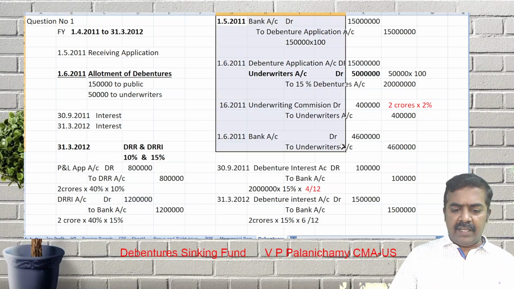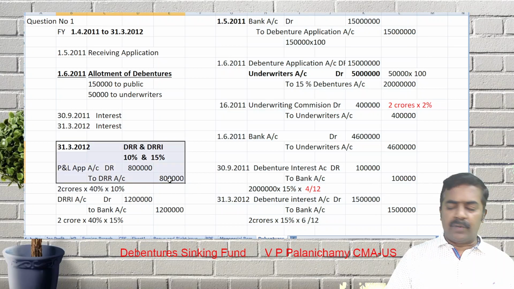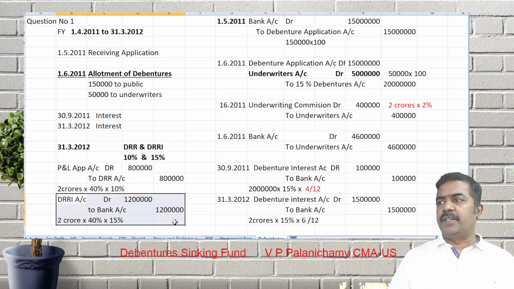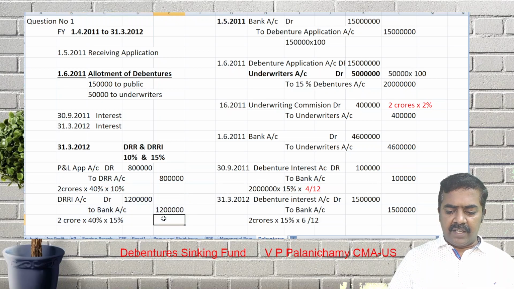So take the series of entries up to 31st March. On 31st March we create what? Debenture redemption reserve, and that is invested. Since nothing is mentioned, how much percentage do we take? 10% for DRR and 15% for DRRI.